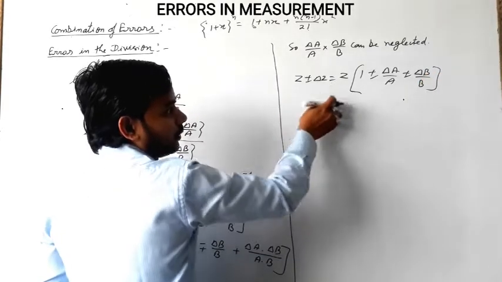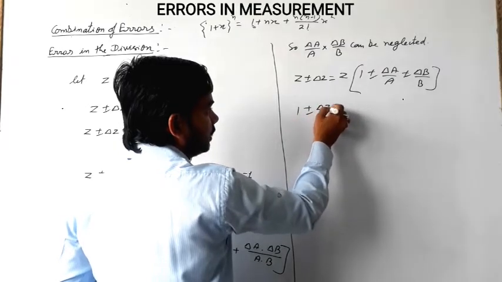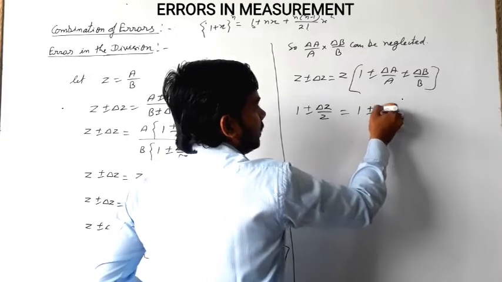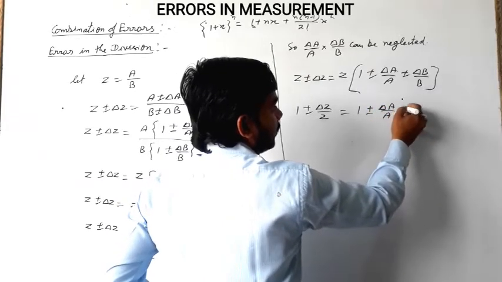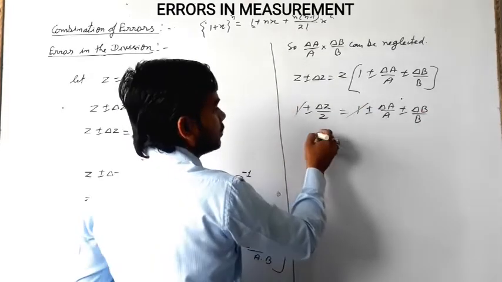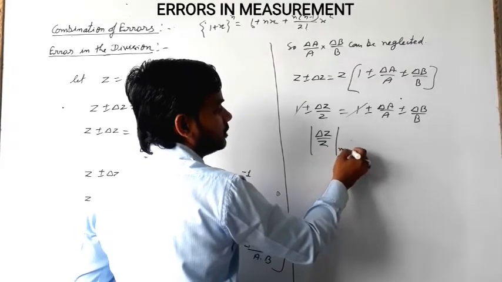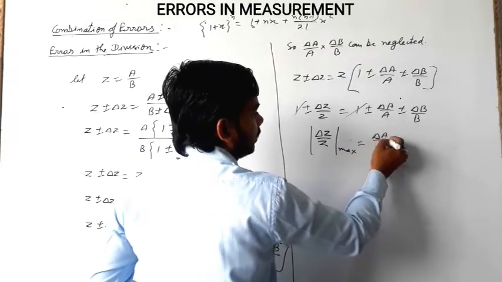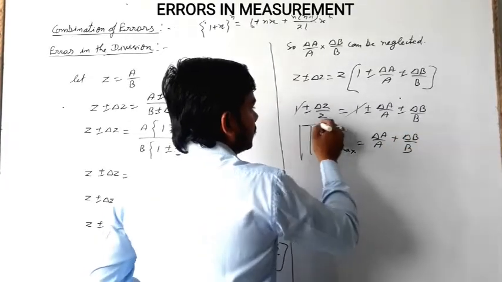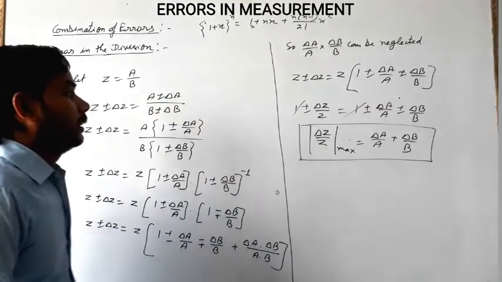Now we will divide by the value of z. So this will be 1 ± Δz/z = 1 ± Δa/a ± Δb/b. Now the 1 will be cancelled. So the maximum value of Δz/z equals Δa/a + Δb/b. This is the maximum relative error in a and b.